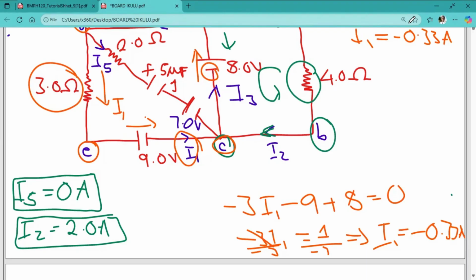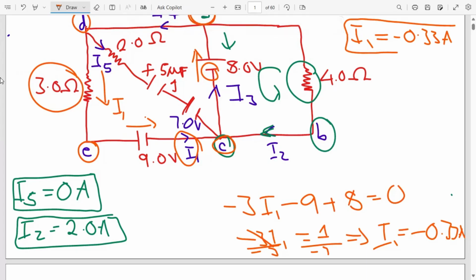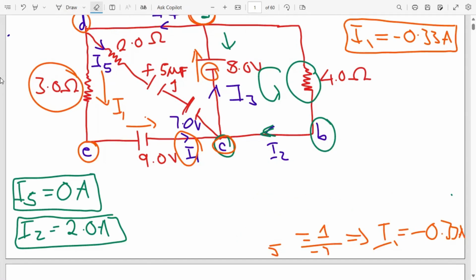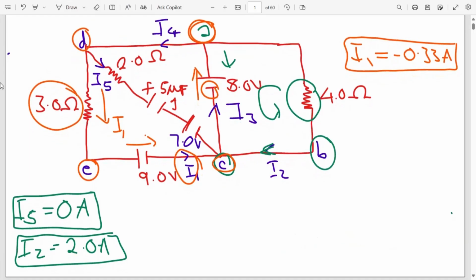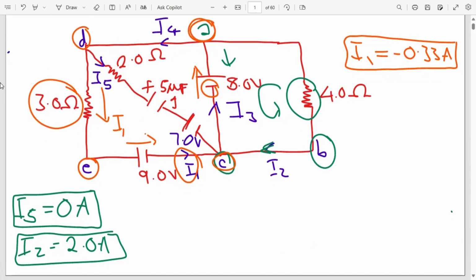We're now remaining with 2 currents. We can go to the next loop, or we can now apply Kirchhoff's current law, the junction rule at point C. So let's apply Kirchhoff's current law at point C.